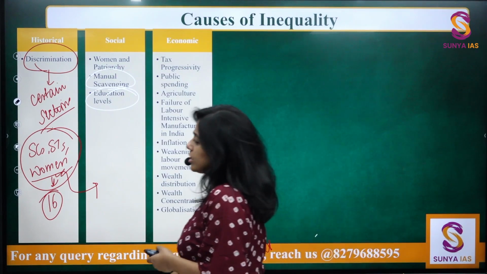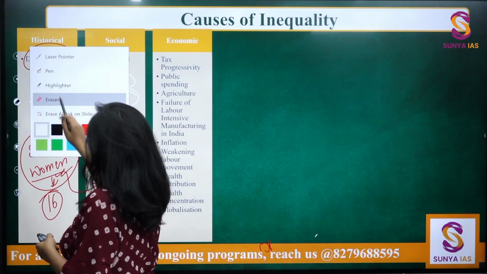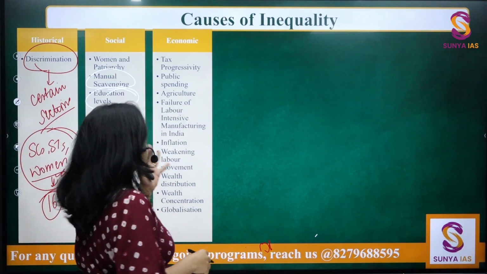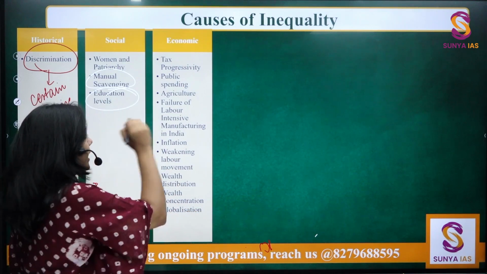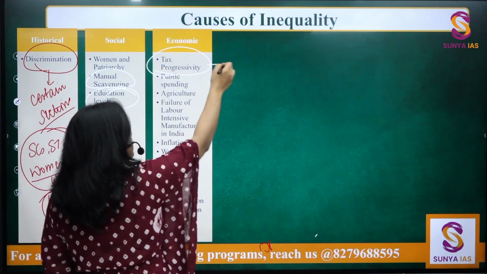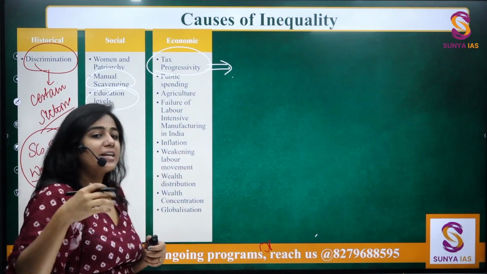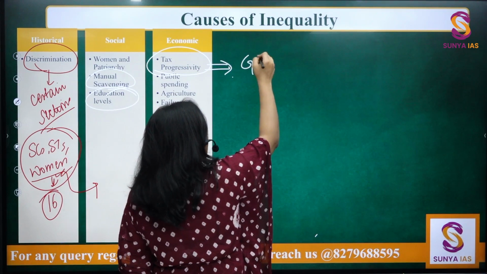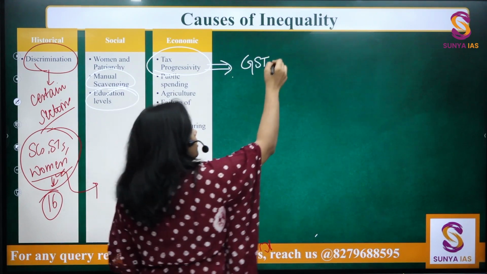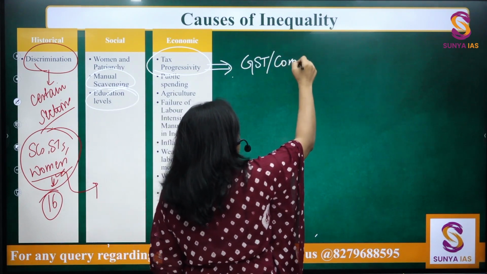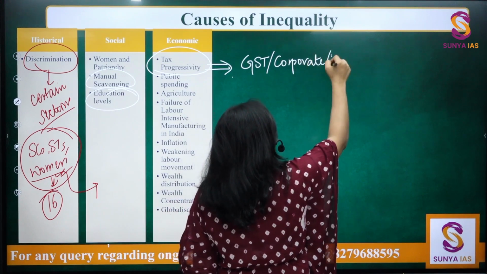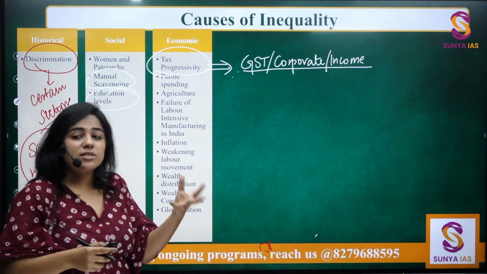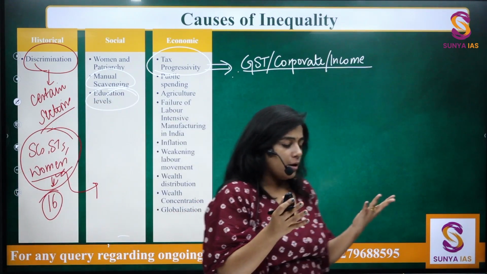Then economic aspects, and this is when you get a question on this in the domain of GS3, this is what you need to write. Income inequality also increases because of regressive taxation. Right now, every year there is a competition between GST or corporate tax or income tax about which tax gives the maximum revenue to the government.